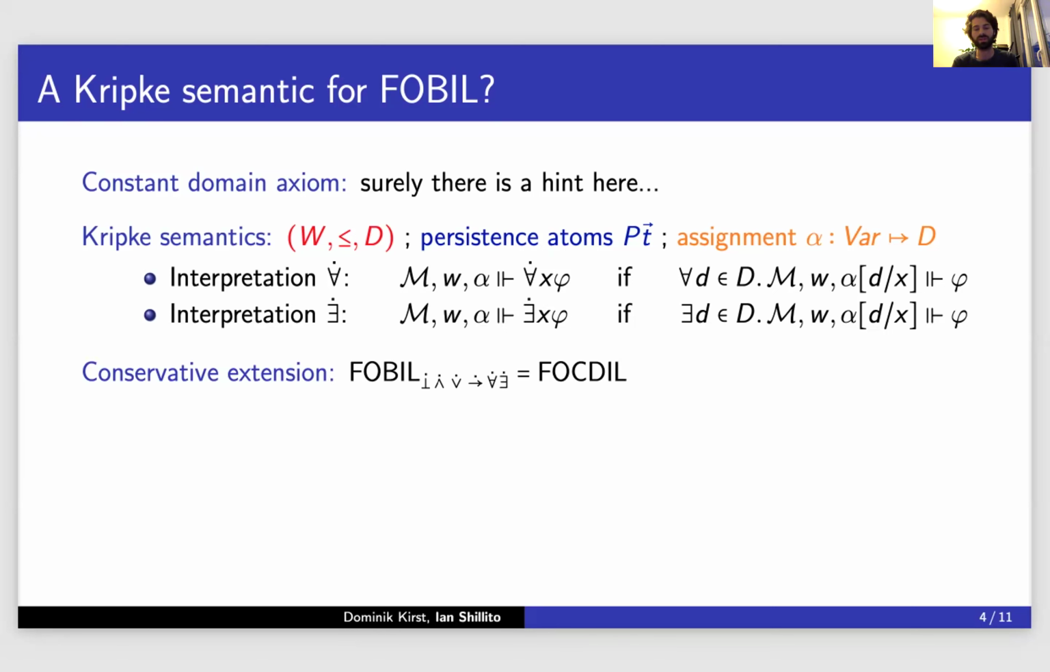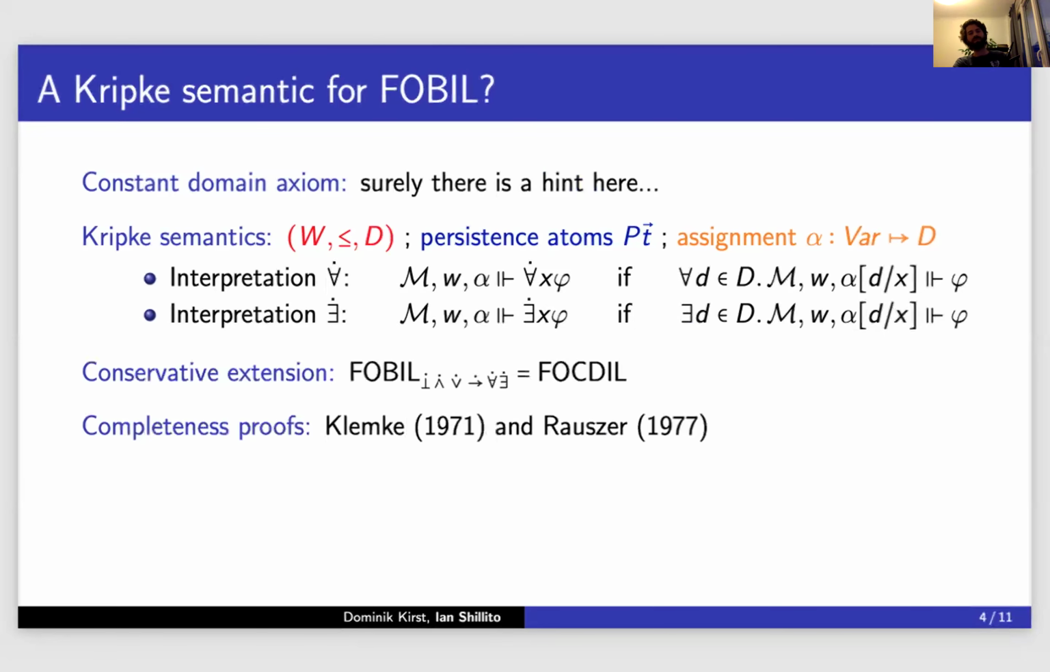and then we would get as a consequence that first order bind is a conservative extension of first order constant domain int. And well, the thing is, these completeness proofs have been provided in the past by Klemke in 1971 and Rauser in 1977. So at this point in the talk, you should tell yourself, well, what are these two guys on about, if they are trying to give us a presentation about the completeness proof of first order bi-intuitionistic logic while they already exist in the literature? So what's the point of all their work?